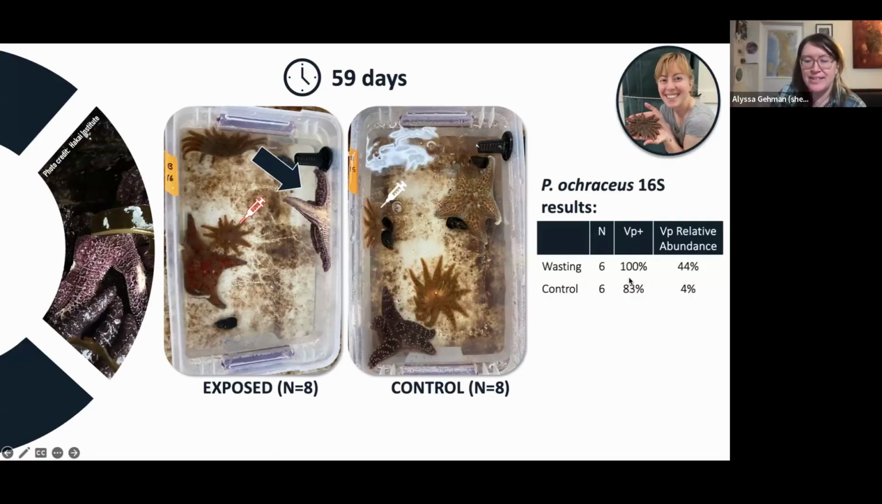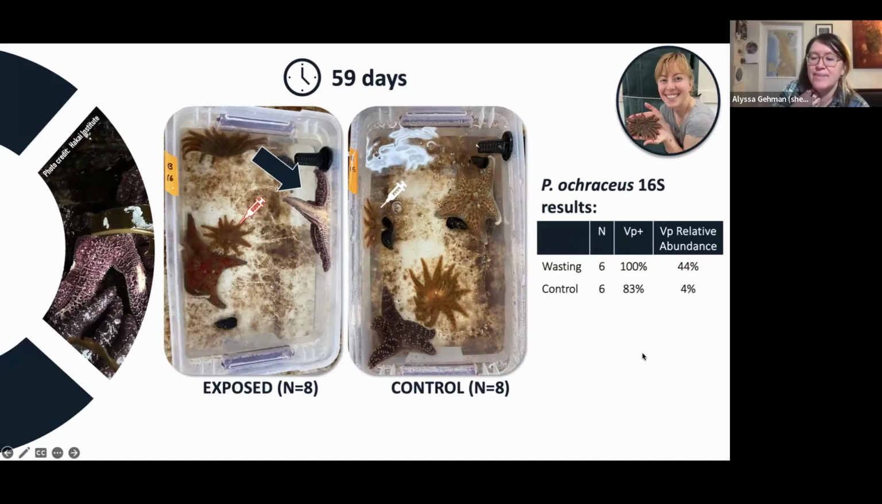But to the point of, is there any VPEC in there? The answer is yes. In ochre stars, in the wasting ones, they all had VPEC, and large amounts of it. Interestingly, in the controls, they also had VPEC in them.